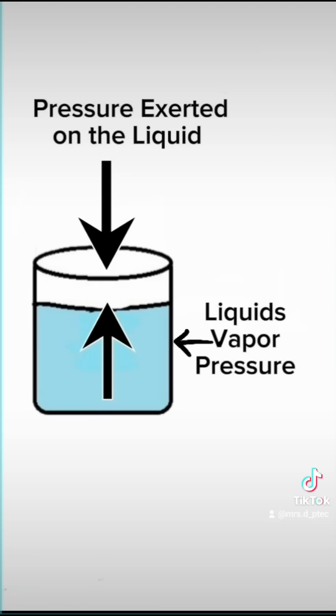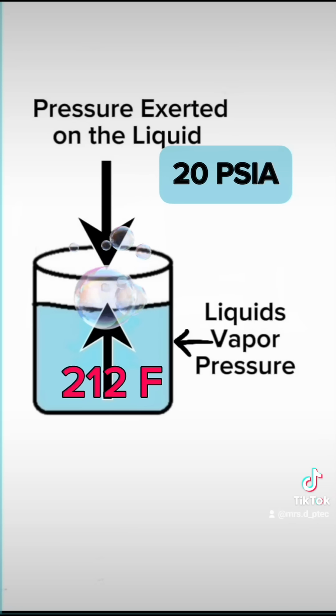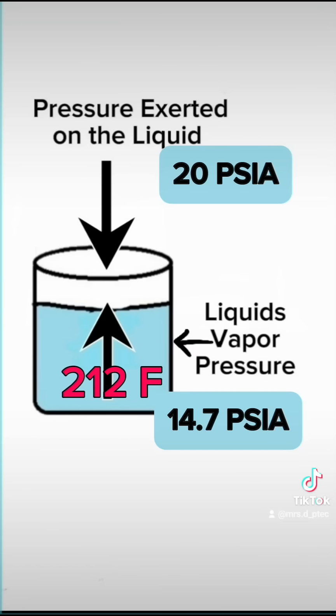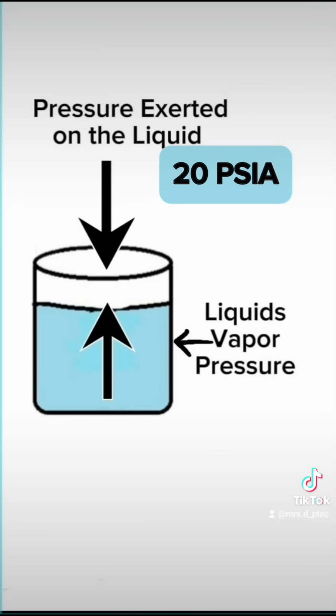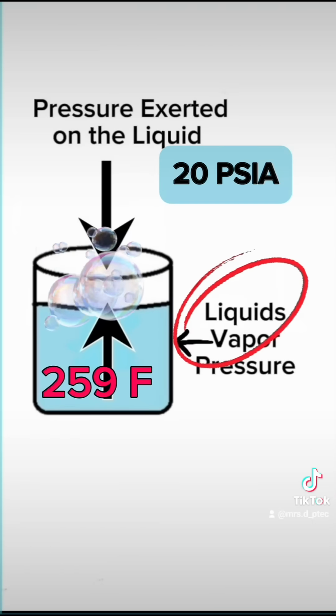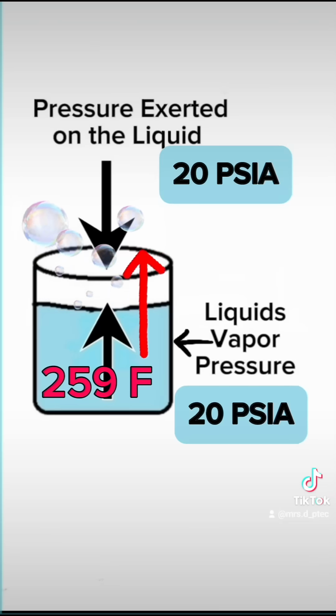On the flip side of this, if we increase the pressure exerted on the water, it would make it harder to boil. For example, if we increase the pressure exerted on water from 14.7 psia to 20 psia, it wouldn't be able to boil at 212 degrees. This is because water's vapor pressure is only 14.7 psia at 212 degrees. In order to boil, we'd have to heat the water to approximately 259 degrees Fahrenheit. This is because at 259 degrees, water's vapor pressure would become 20 psia and able to overcome the pressure exerted on it.